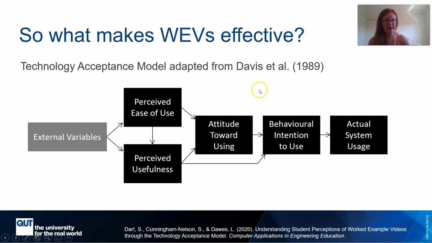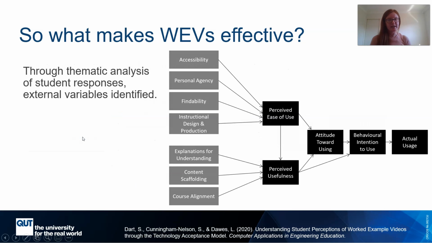So what I looked at was trying to figure out what the external variables are, in the case of worked example videos, that influence these perceived beliefs. I performed a thematic analysis of student responses to the survey in order to identify the themes that really fed the perceived ease of use and perceived usefulness attributes. This is what I came up with. I've got seven key areas, and I'll quickly run through what each of them means.